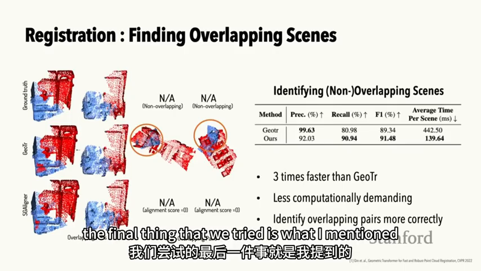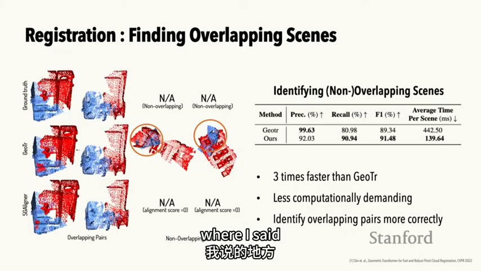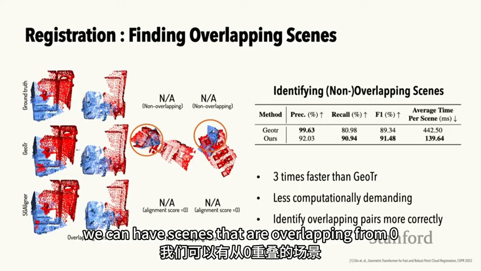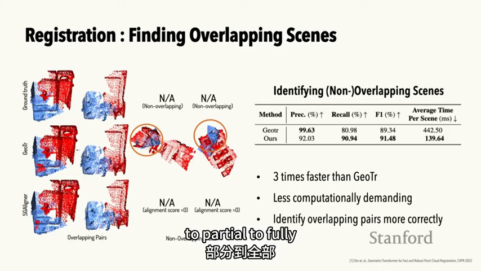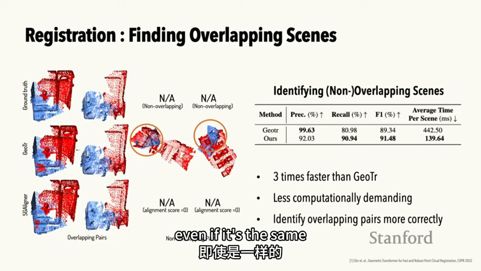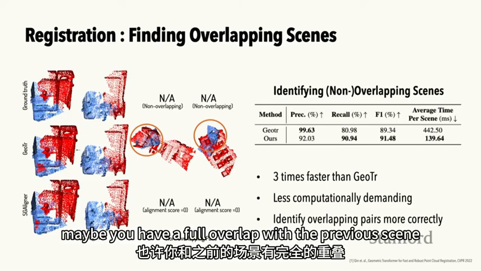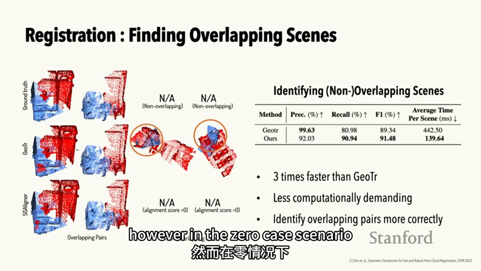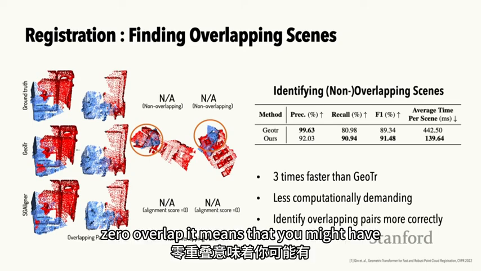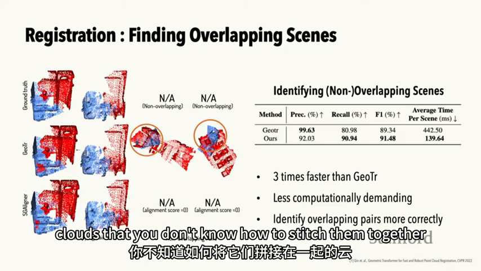The final thing that we tried is what I mentioned at the very beginning of this work, where I said we can have scenes that are overlapping from zero to partial to fully. And why fully? Because sometimes if you have temporal changes, or if you capture your scene, even if it's the same and nothing has changed over time, you may capture a smaller part of it, right? So maybe you have full overlap with the previous scene. However, in the zero-overlap scenario, it means that you might have, in your folder, a bunch of different point clouds that you don't know how to stitch together.